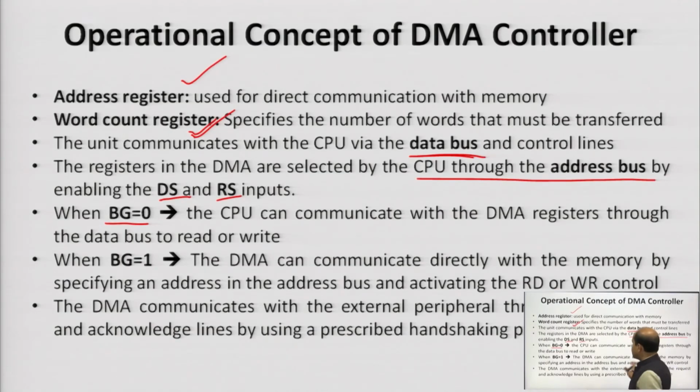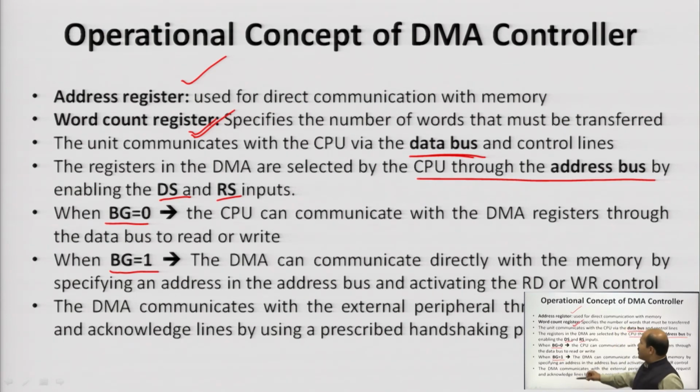That is written here. When BG equals 0, the CPU can communicate with the DMA registers through the data bus to read or write. That means the buses or channels are being used by the CPU. Currently the bus control is with the CPU when this signal is 0, and no bus grant is issued. When BG equals 1, the bus grant signal is high and the buses are to be used by the DMA. In that case, the bus grant signal is issued.